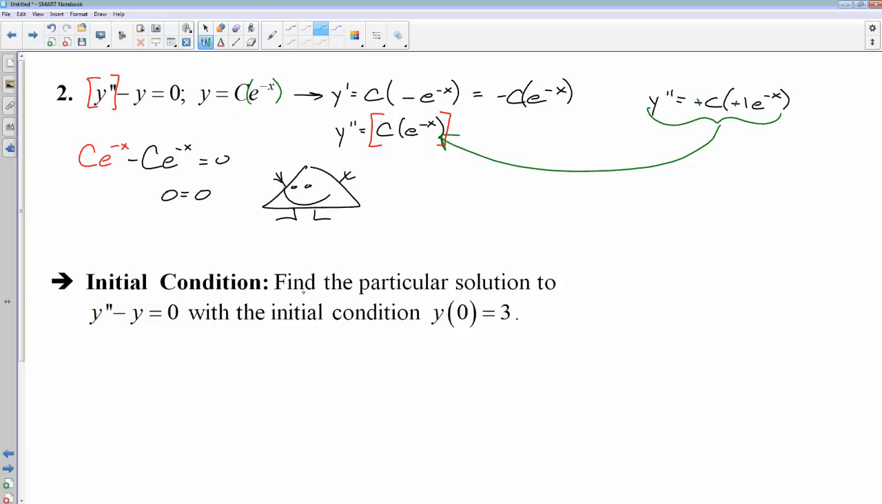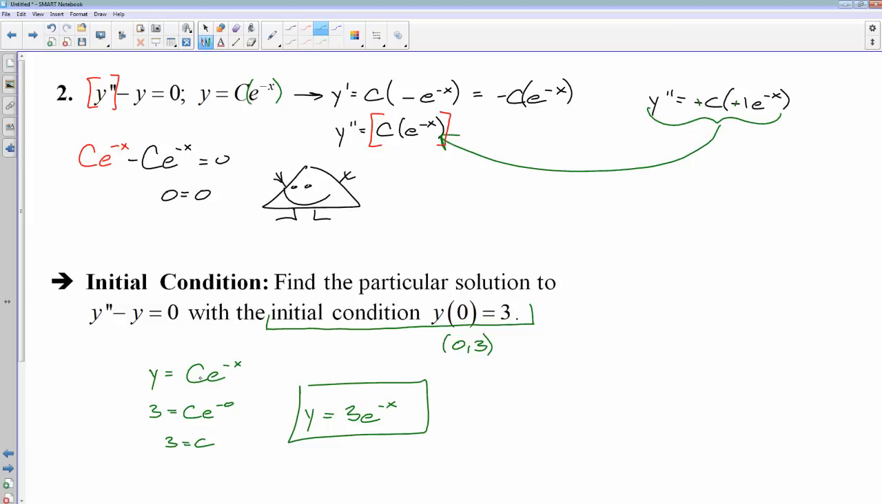Now, what I want you to do is find the particular solution, not the generic one, that satisfies this initial condition. And an initial condition does not have to be at zero. It just happens to be zero here. But an initial condition is simply an ordered pair that allows you to solve for the constant in the solution. So if I know my equation has to go through the ordered pair (0, 3), then I could plug in, since we've already verified that the solution is c e to the negative x, 3 equals c e to the negative 0, which is really just e to the 0, which means c is going to equal 3. So the particular solution with that initial condition would be y equals 3 e to the negative x.